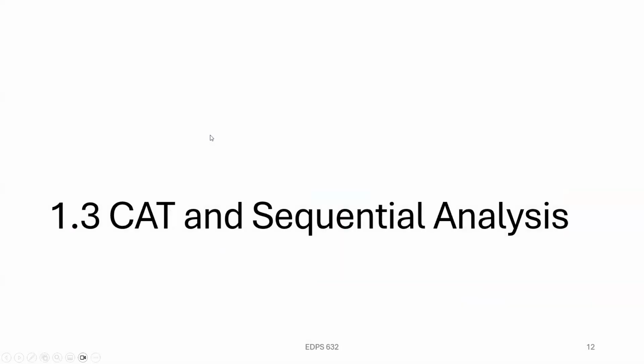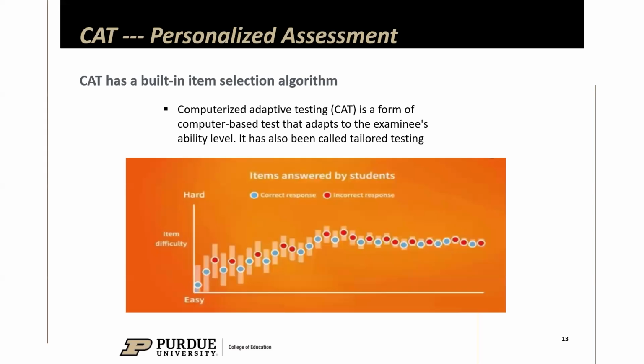Next, I want to discuss a little bit about CAT and sequential analysis. CAT is a sequential analysis application. Sequential analysis is a very classical statistical method developed many, many years ago. And now we use sequential analysis to help design adaptive testing. Here I give you a very easy to follow illustration.